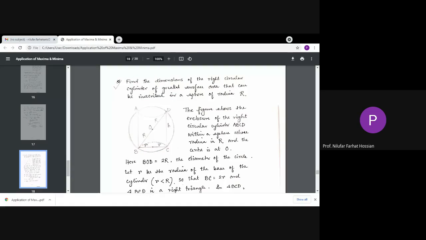Find the dimensions of the right circular cylinder of greatest surface area that can be inscribed in a sphere of radius R. So you have a sphere whose radius is R. This is the center and the radius of the sphere is R. Just a minute.